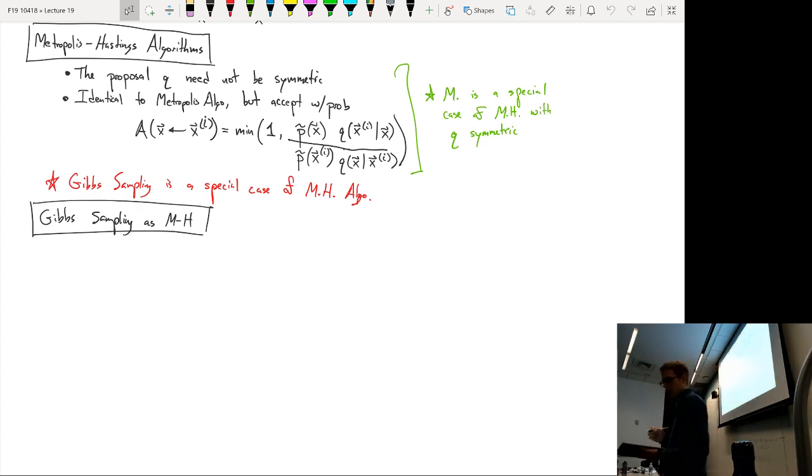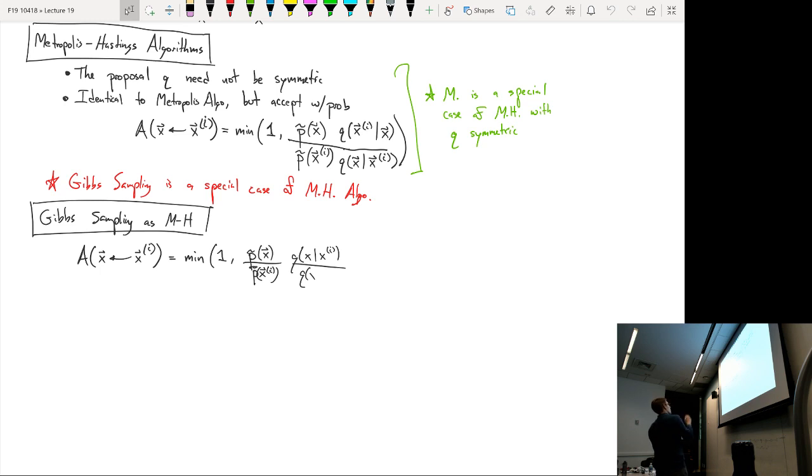The idea here is that we can write down an acceptance probability for Metropolis-Hastings as we did before. This is just copying down our definition of the acceptance probability: min of 1 and exactly what we have up here, p tilde of x divided by p tilde of xi, times the ratio of q of x given xi divided by q of xi given x. So looking in both directions.